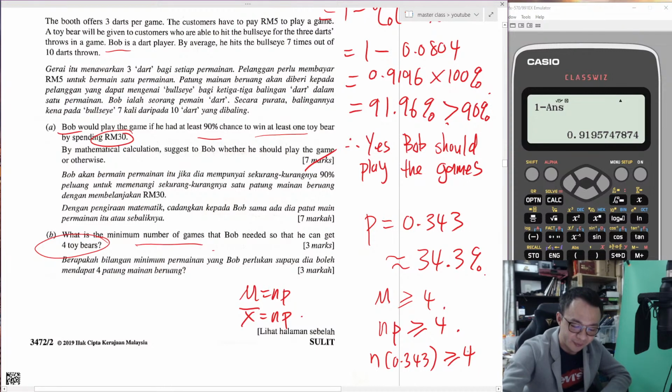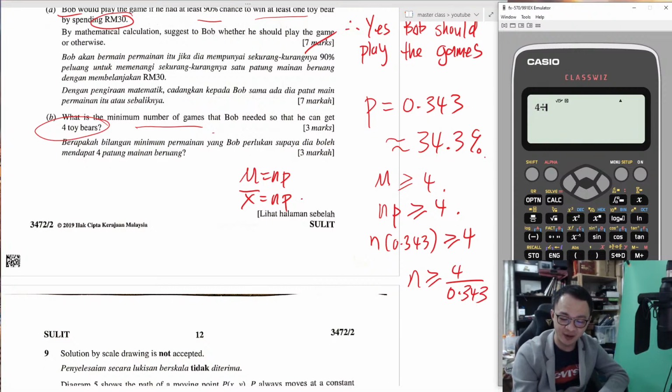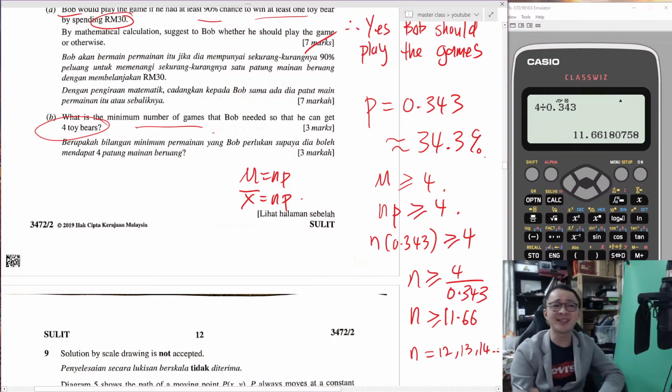So n must be less than or equal to 4 divided by 0.343. 4 divided by 0.343, so n must be bigger than or equal to 11.66. So basically, I know 12 is the closest one. He can play 12, 13, 14. He can play as many games as he wants. So I know 12 onward, right?